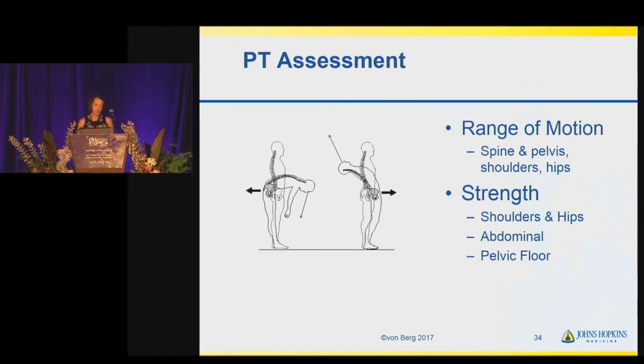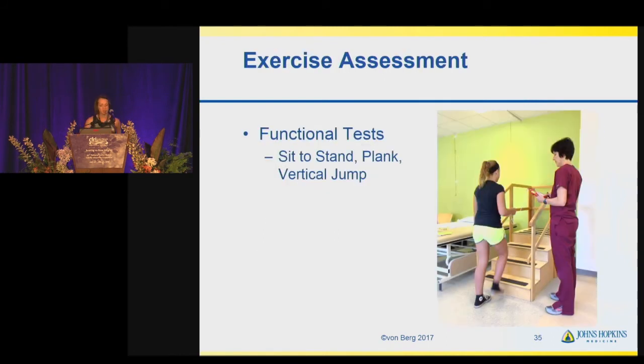And there are lots of different ways to measure shoulder, hip, and abdominal strength. Exercise testing. There are different functional tests that can be done. A sit to stand test, where you time how long it takes someone to sit and stand 5 times. There's also a 30-second version: how many can you do in 30 seconds?